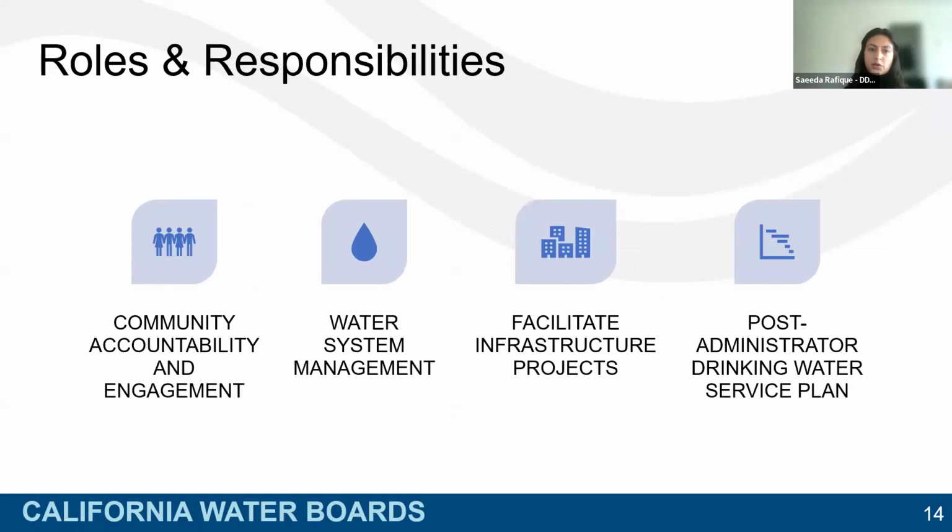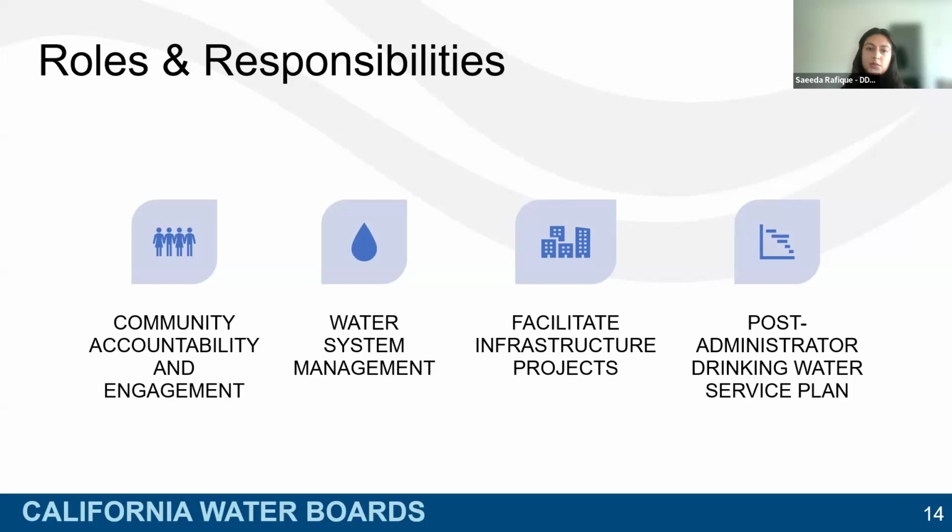Some specific administrator roles and responsibilities include community accountability and engagement, water system management, facilitating infrastructure projects, and implementing a post-administrator drinking water service plan. So community accountability and engagement means an administrator must act in the best interest of the water system and community it serves. This includes ratepayers, renters, and property owners. Administrators shall establish relationships through a community accountability and engagement plan, which includes outreach, public meetings, and regular updates at least every 3 months.